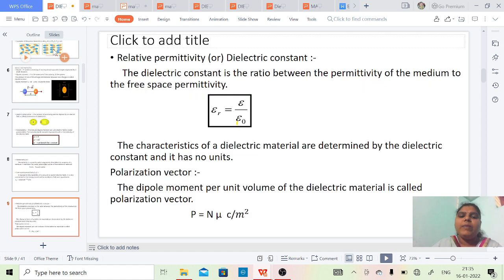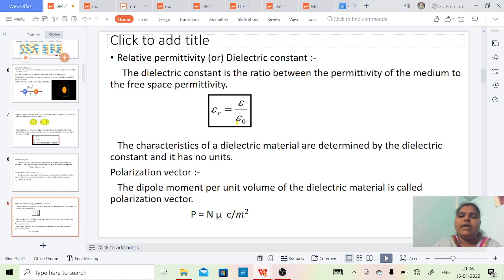Next, relative permittivity or dielectric constant. We already studied permittivity and permittivity of free space, and now we are studying relative permittivity. Let us see what is the difference. The dielectric constant is the ratio of the permittivity of the medium to the permittivity of free space. So relative permittivity epsilon r equals epsilon, the permittivity, divided by epsilon naught, the permittivity of free space.